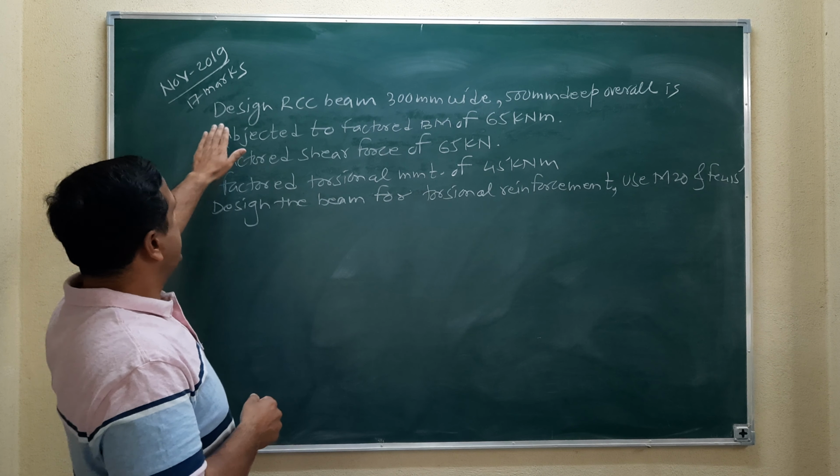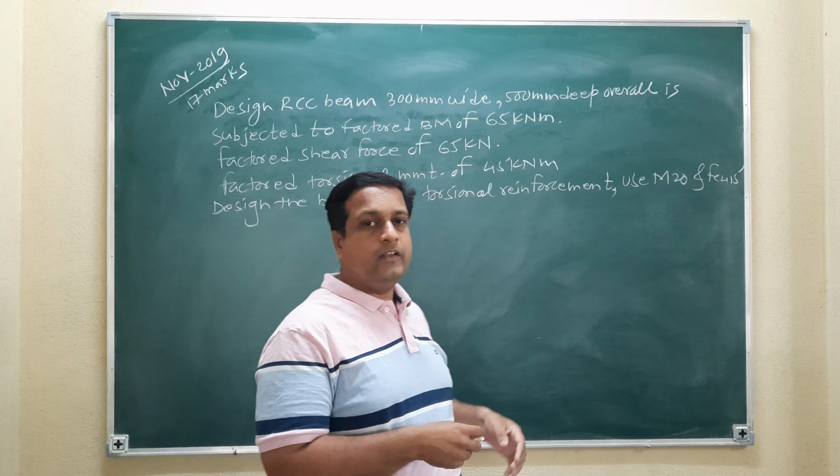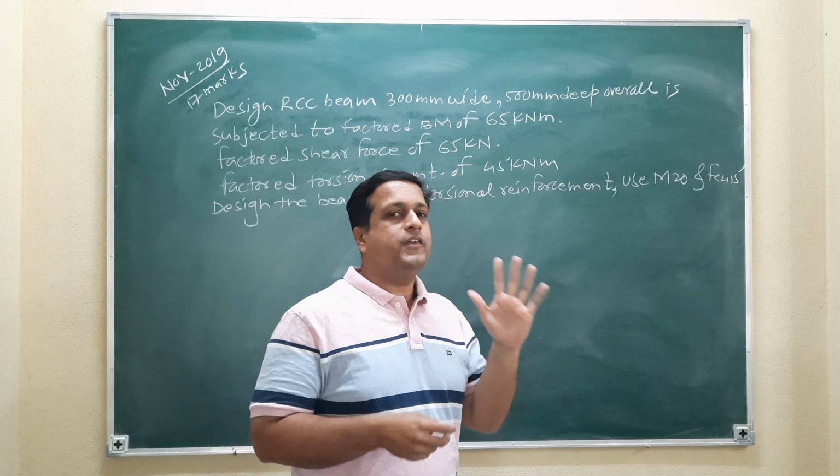First, design an RCC beam. The width of the section is 300 mm and the overall depth of the section is 500 mm, subjected to a factored bending moment of 65 kN/meter. This is the factored bending moment, so there is no need to multiply by 1.5. Factored shear force is 65 kN, and factored torsional moment is 45 kN/meter.